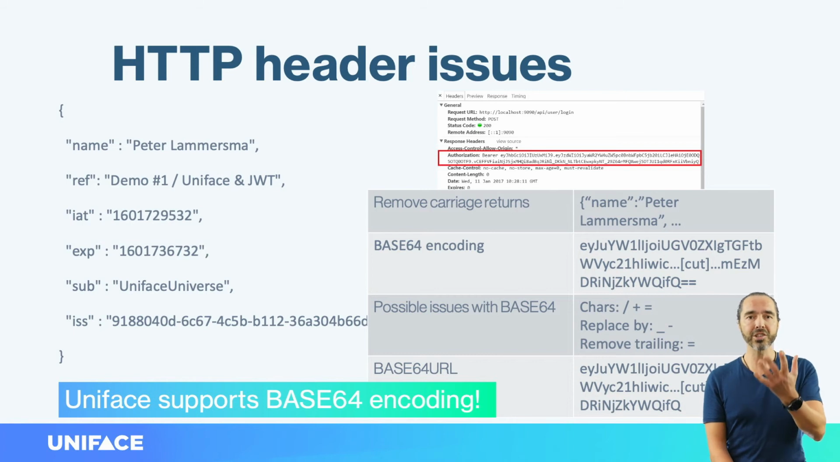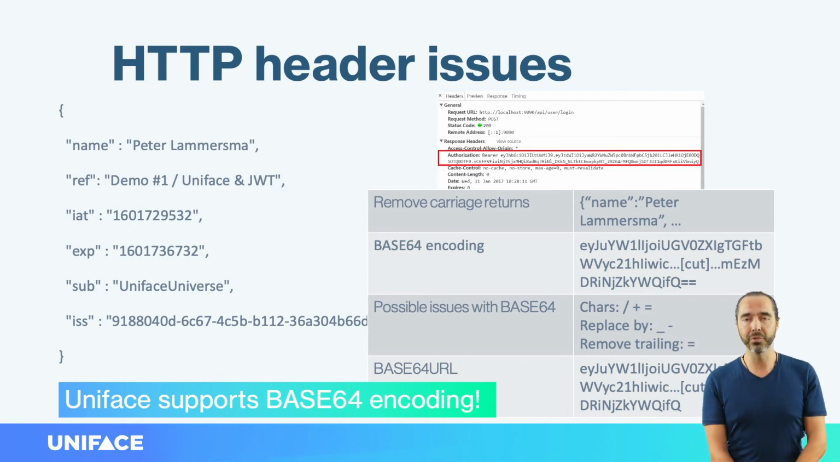The token must be a very long string in order to send it as a parameter in the HTTP header. So it can't have carriage returns, and it can't have certain characters that have a special meaning in the URL or the HTTP protocol. We need to eliminate them, and that can be done by using base64 encoding. That's default Uniface base64 encoding.